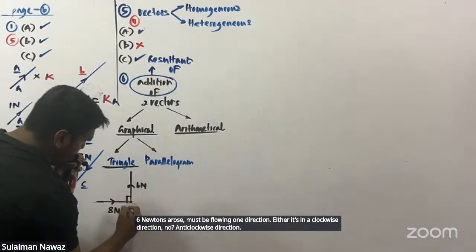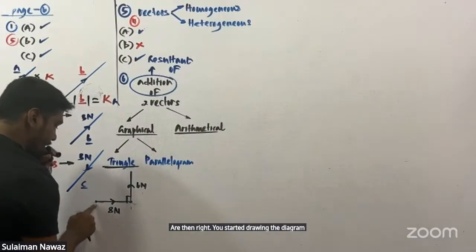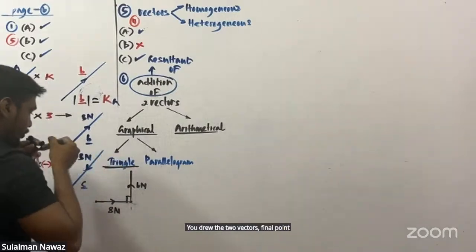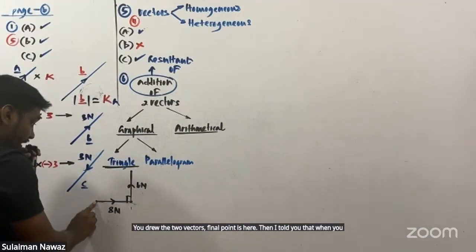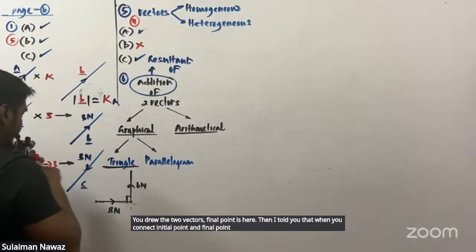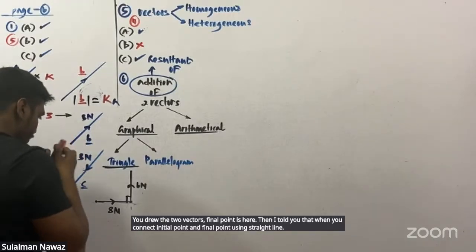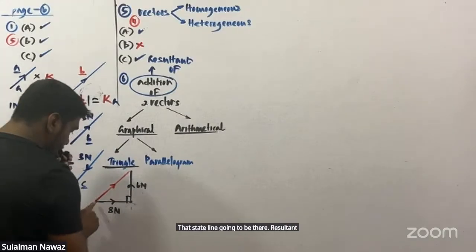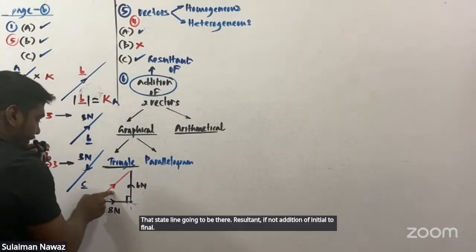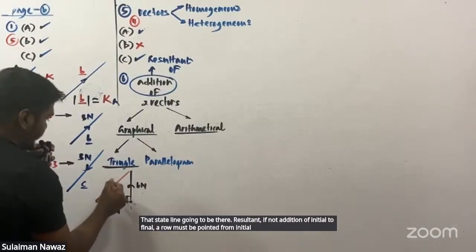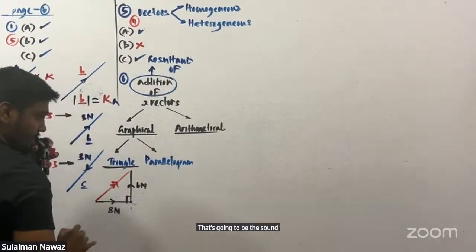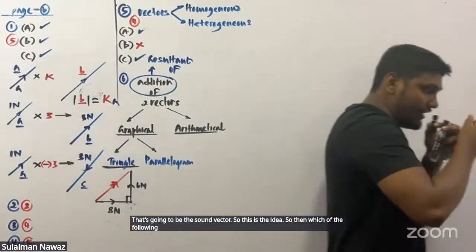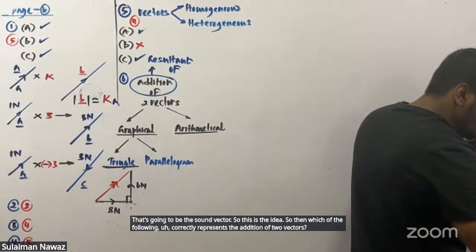You started drawing from the initial point, drew the two vectors, and the final point is here. When you connect the initial point and the final point using a straight line, that straight line is the resultant, with the arrow pointed from the initial point to the final point. So which of the following correctly represents the addition of the two vectors 8 and 6 Newton?